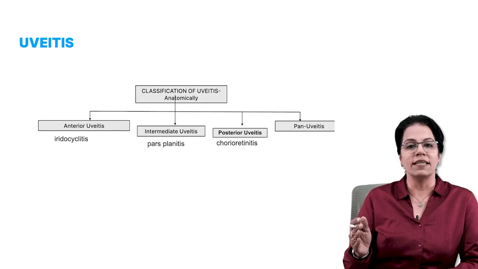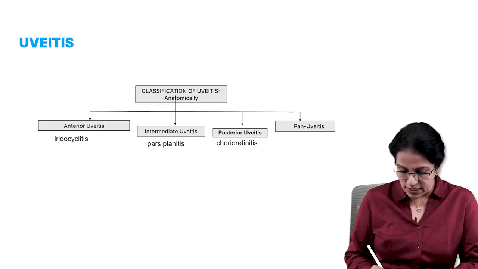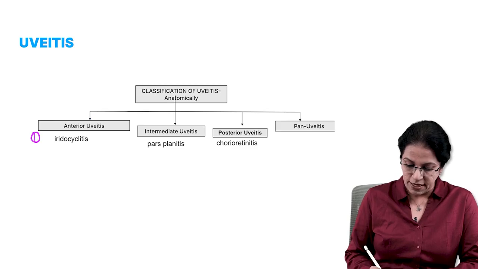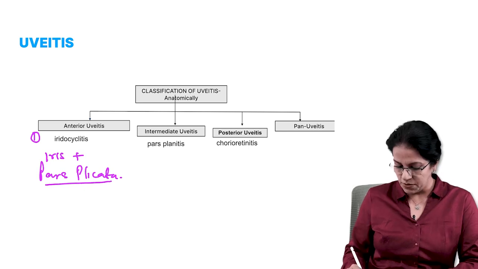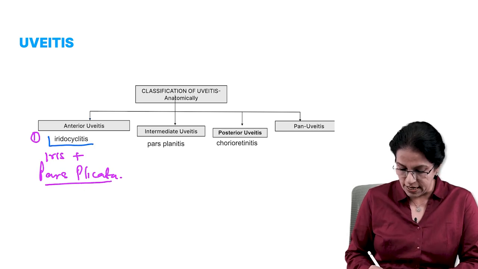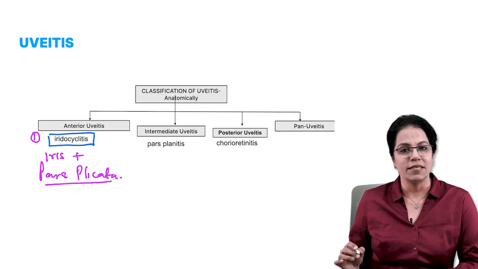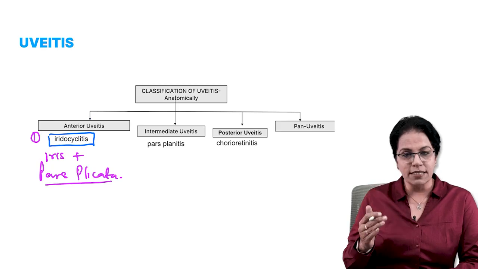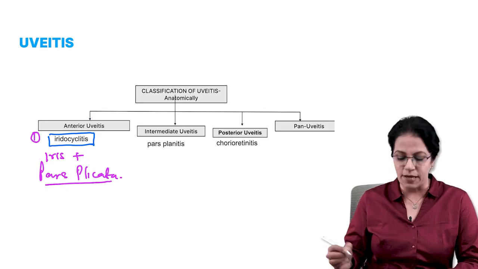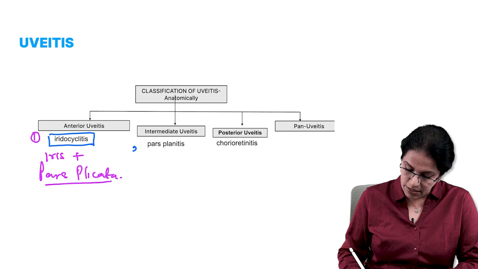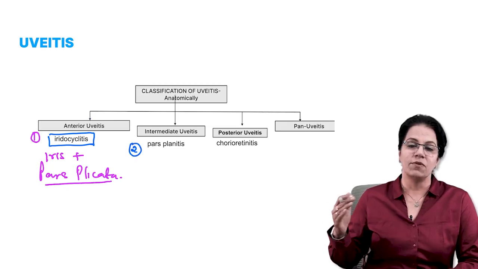So, if you say anatomically, how do you divide? First is anterior uveitis. What is anterior uveitis? It is inflammation of iris and pars plicata. Because it is inflammation of iris and pars plicata, we also call it iridocyclitis. Simple. Then comes intermediate uveitis. Of course, it is involvement of vitreous, peripheral retina, but mainly pars plana, and that is why we call it pars planitis.